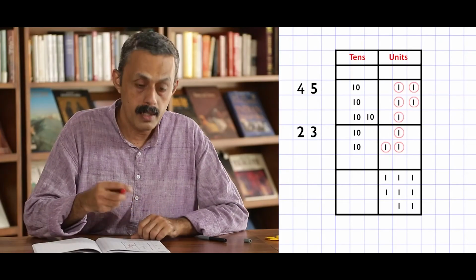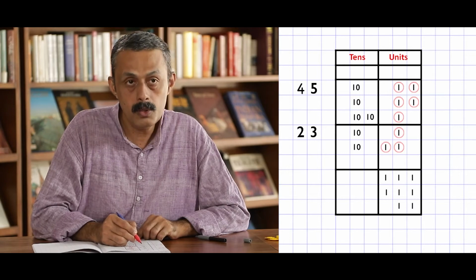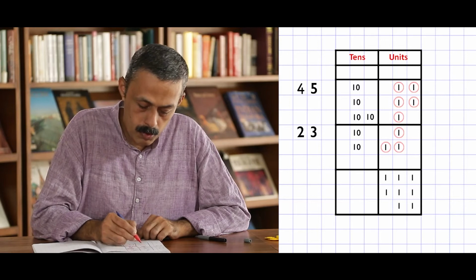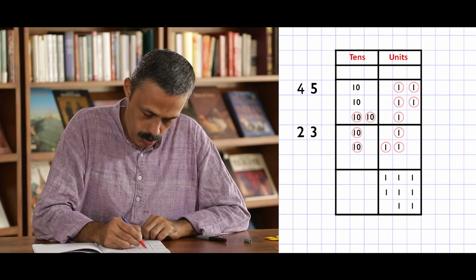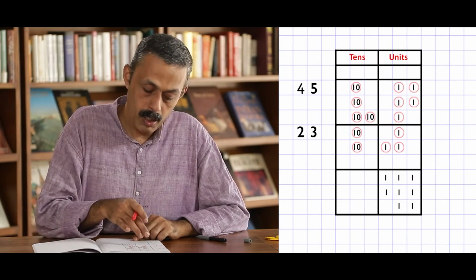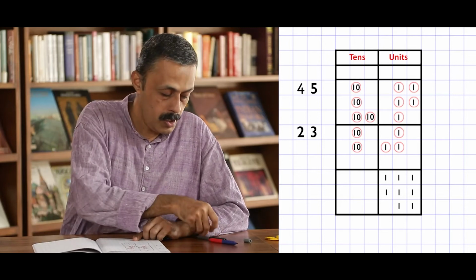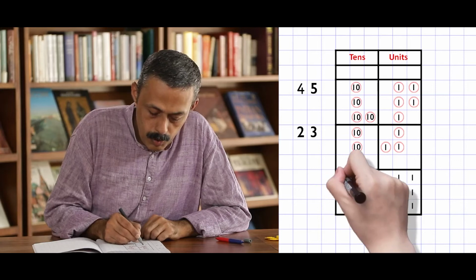Let us now see how many tens are there. We will count these as well. What do you do when I ask you to count? You draw a circle around them for you to know that you have counted them. 1 ten, 2 tens, 3 tens, 4 tens, 5 tens, 6 tens. What did we do here? We have added 2 tens from the 23 to the 4 tens of 45. When these were added, how much did we get? We got 6 tens. These 6 tens will be written here.